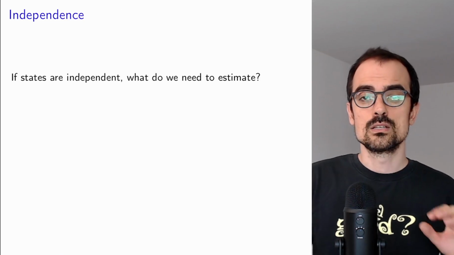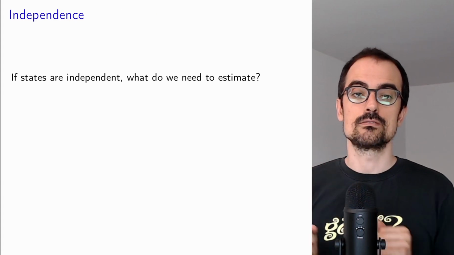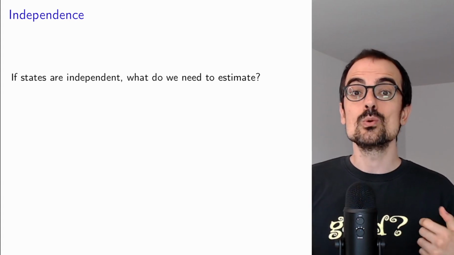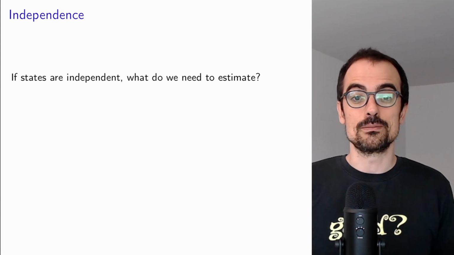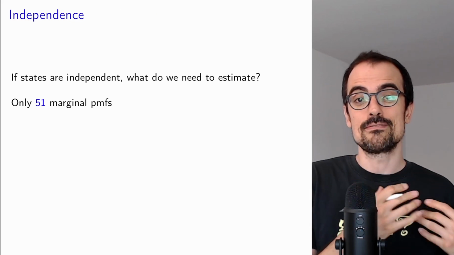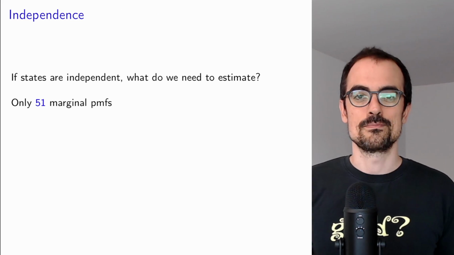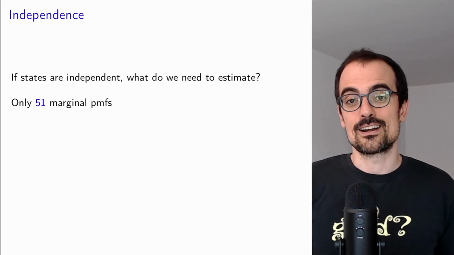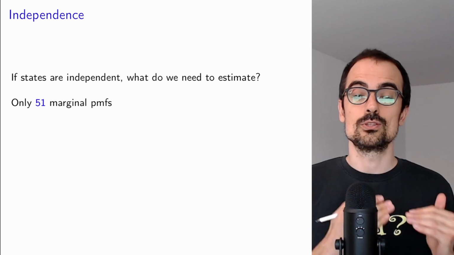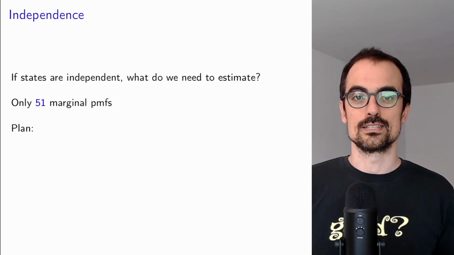Now imagine that we decide that we're going to model the states as being independent from each other. Now, what do we need to estimate to characterize the joint PMF? Well, we only need the marginal PMFs, because the joint PMF under this independence assumption is going to be a product of all the marginal PMFs. And that makes our life much easier, because we only have to estimate 51 parameters, which is much more tractable.